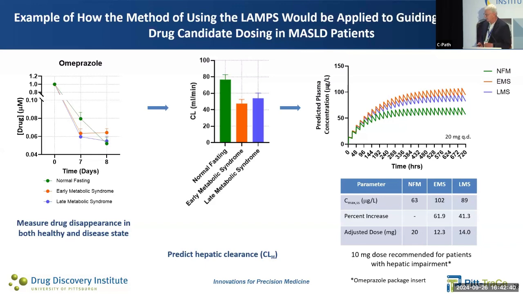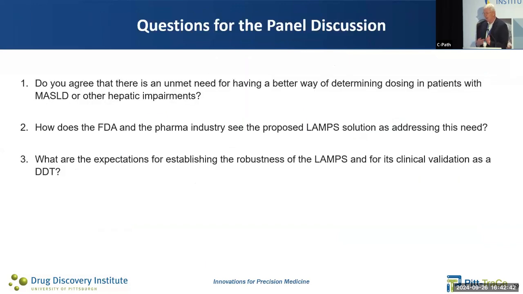And so I just want to leave with some questions that we have, either for the panel discussion now, but at least what we want to learn in discussions with the FDA as we move forward: is there agreement on this unmet need for having a better way of determining dosing for this intended patient population? How do they see the LAMPS model filling this need, as well as what are the expectations for further validating the robustness of this model for these needs?